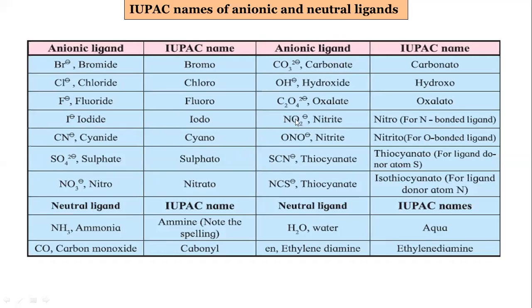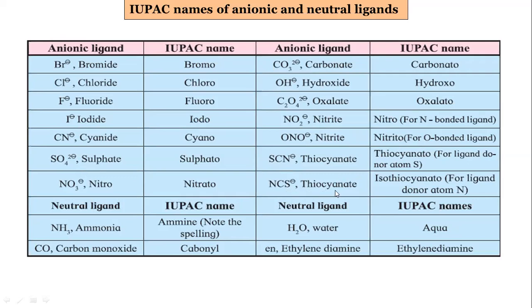So at the time of complex formation, we have to remember which atom is used. This is also nitrite. In this, oxygen is bonded. When the oxygen is bonded, the name is quite changed here. This will be nitrito, and this is nitro. So see the difference between these two, nitro and nitrito. When oxygen is bonded, it becomes nitrito.